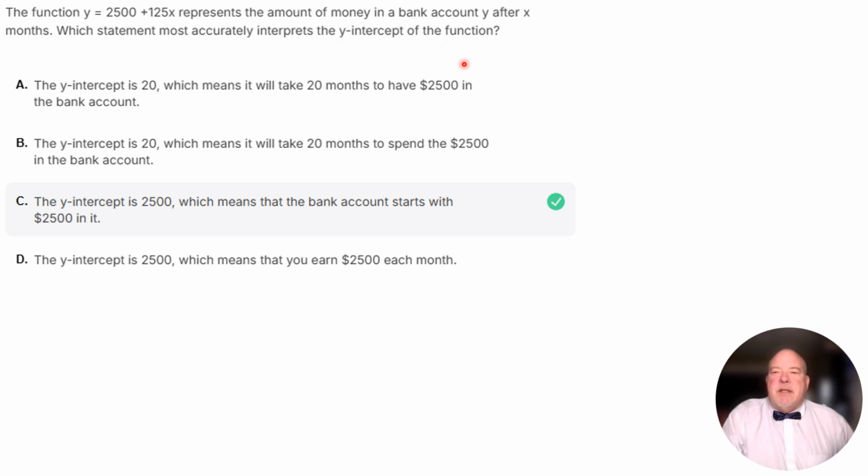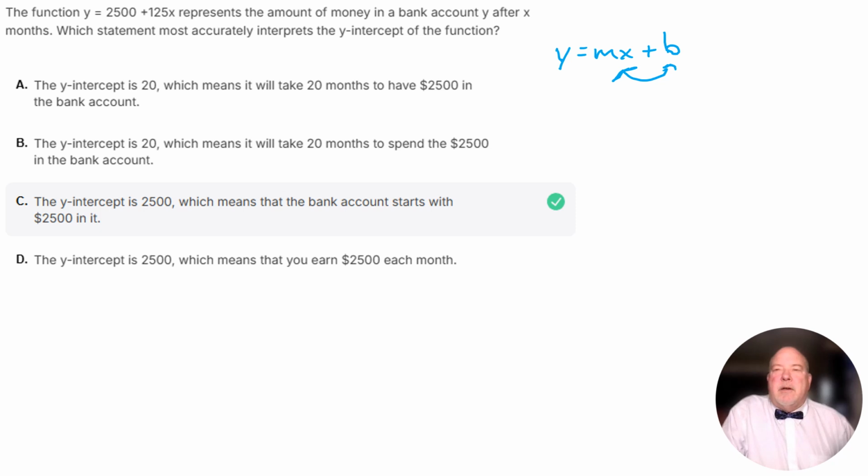So the first thing you need to recognize is that this function is written in slope-intercept form. And slope-intercept form as a review looks like this: y equals mx plus b. Now notice in the function they gave us, the x is on the right and the b is on the left. So they just wrote these in a different order, but that's okay.